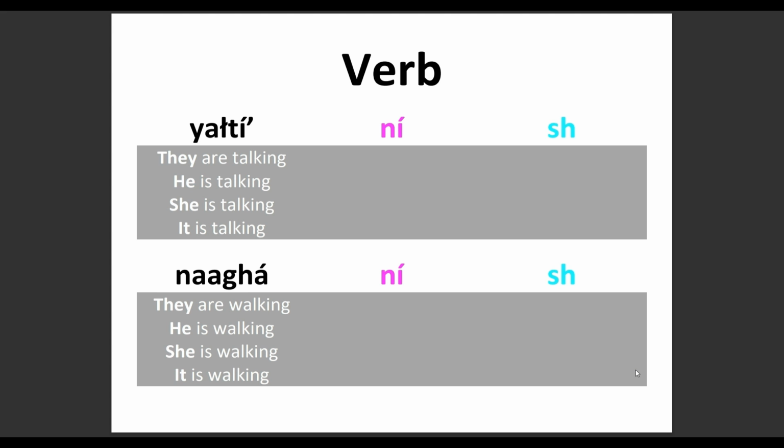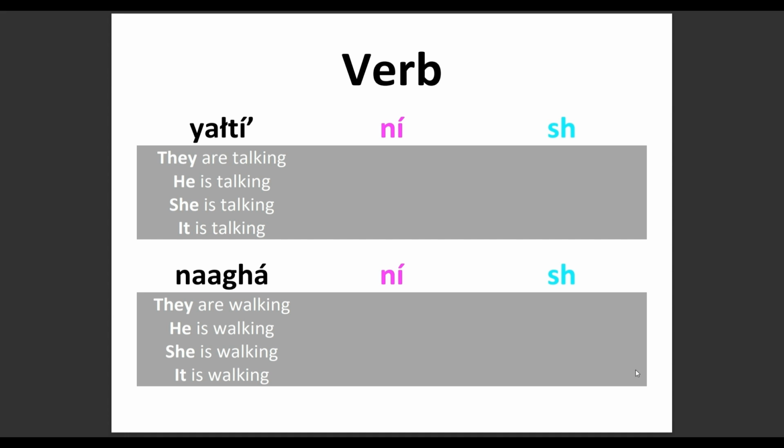So looking here at the left column, it shows the generic form of the verb, which is also the third person. And it does not contain the sh, the ni, or the sh marker. So here in the first column, yałti' means talking, but it means they are talking, he is talking, she is talking, it is talking. And then naa'na' means they are walking, he is walking, she is walking, and it is walking.